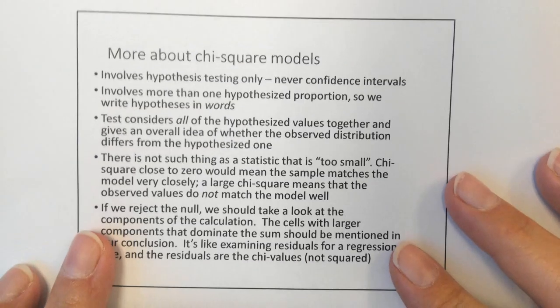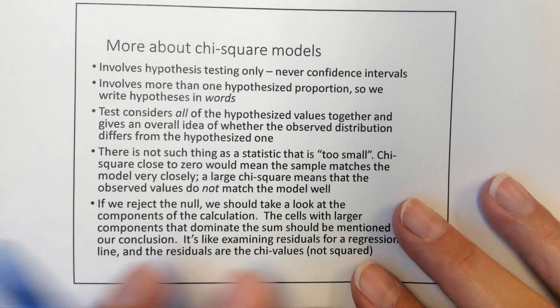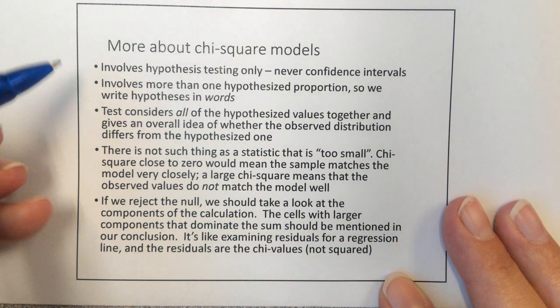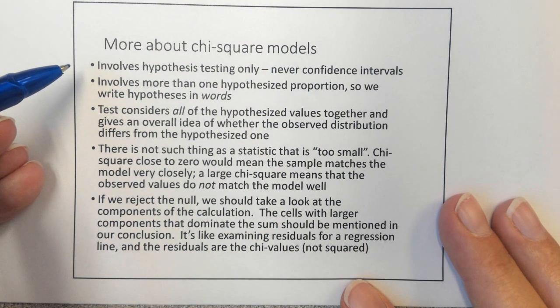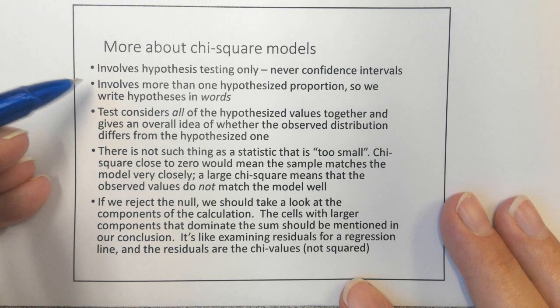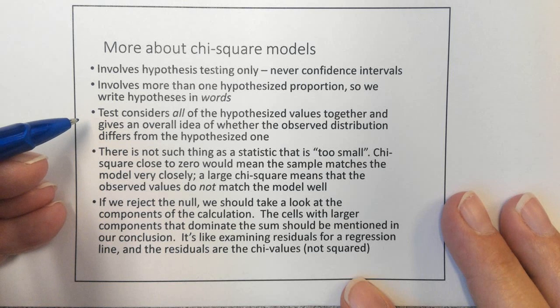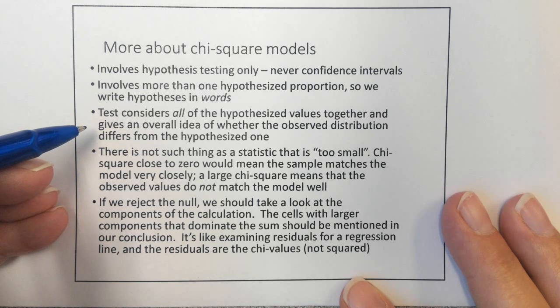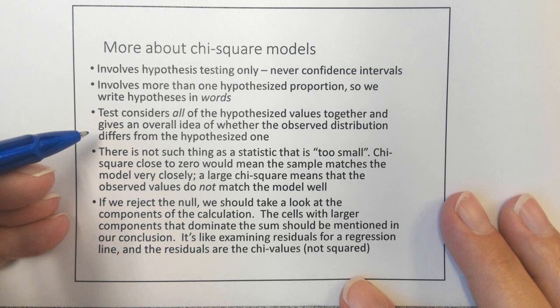Okay, when you finish this, it'll be getting pretty close to time to go, so we're going to wrap it up by just skipping over to this next slide before I let go of you and let you do your thing, and just cover a couple of highlights. I've already mentioned that you only do hypothesis tests. There are never any confidence intervals. Hypotheses are in words. It considers all the hypothesized values together and gives an overall idea of whether the observed distribution differs from the hypothesized one.